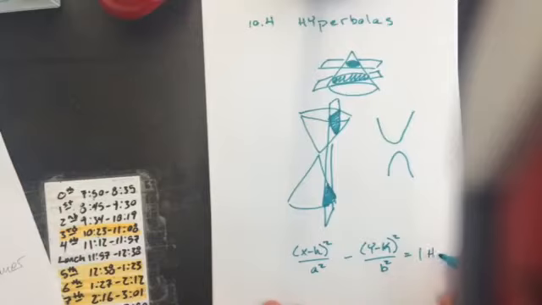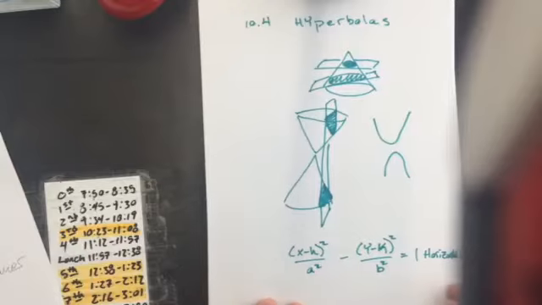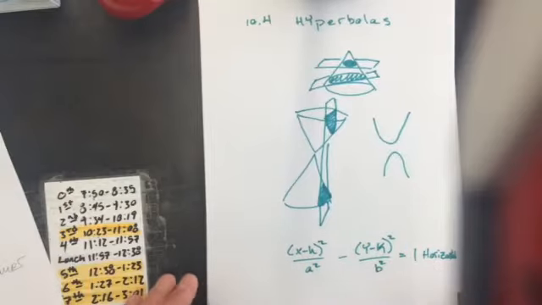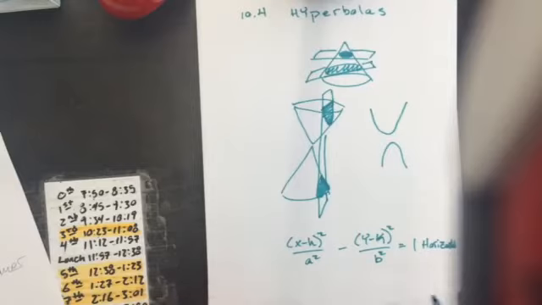This is a horizontal. It's horizontal because the x is positive and the y's are being subtracted. That's why it's horizontal. A vertical one would be, switch the order.